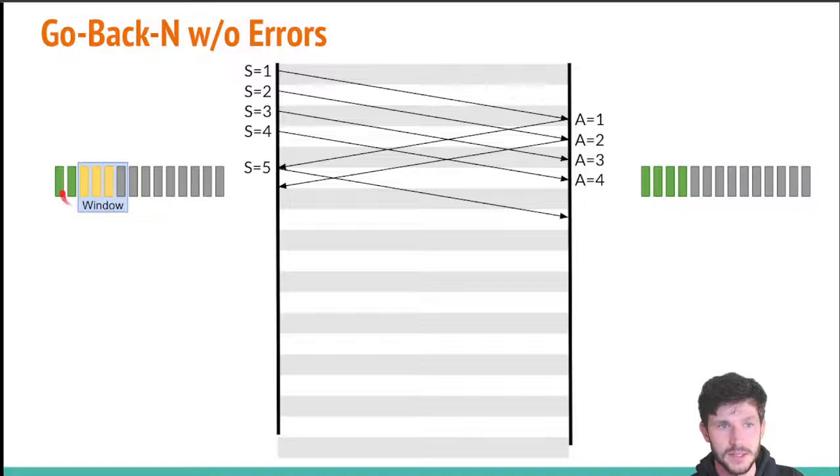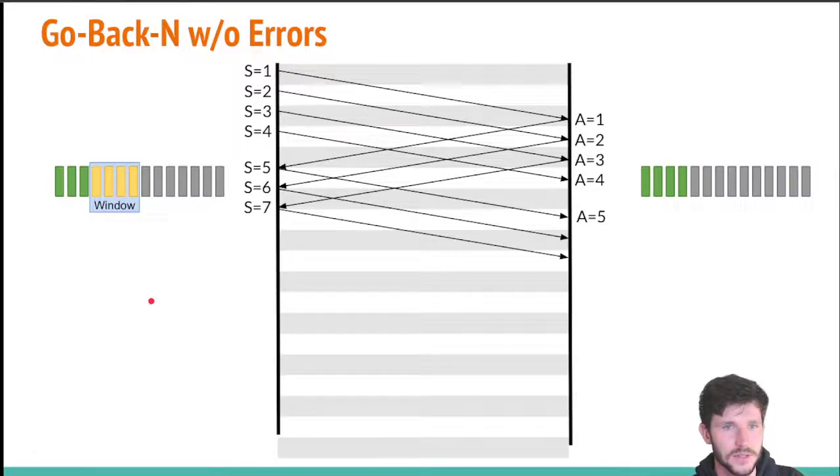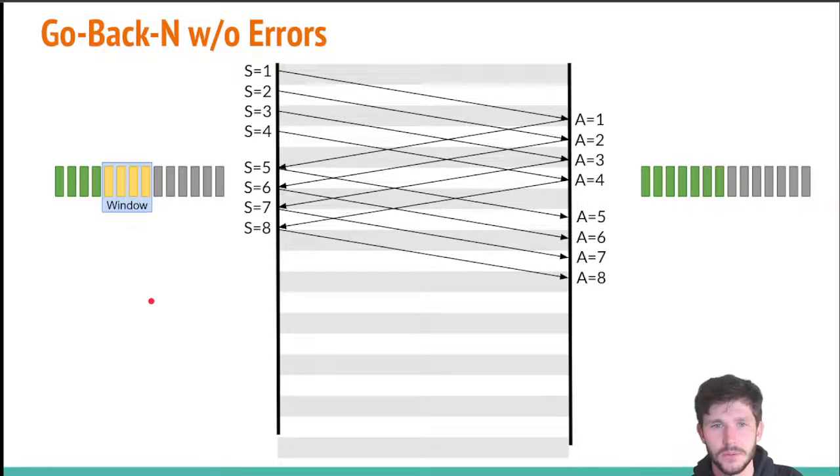Then the second packet is ACKed. The same thing happens. The window moves forward. A new packet appears that hasn't been sent yet in the window. And so our sender is going to send that packet. And continuing on, this continues to happen with each ACK. And the window just keeps marching forward, right?